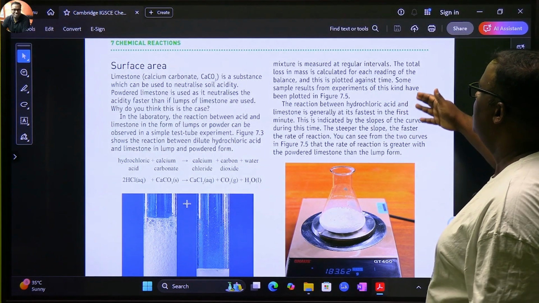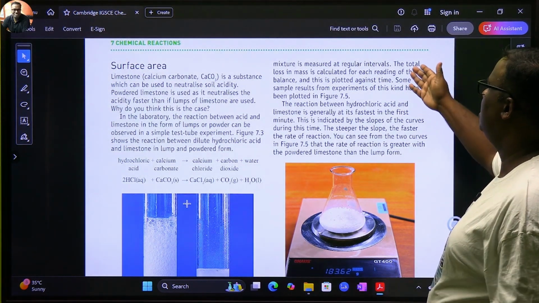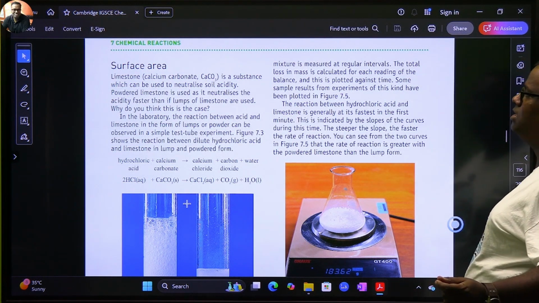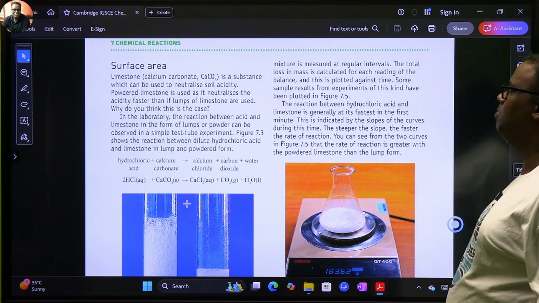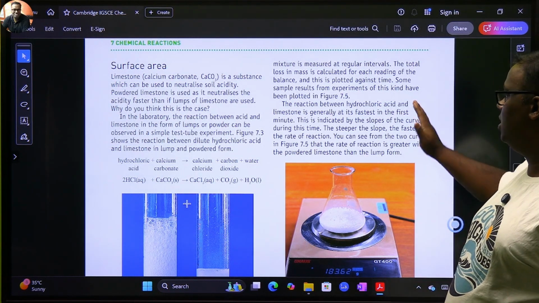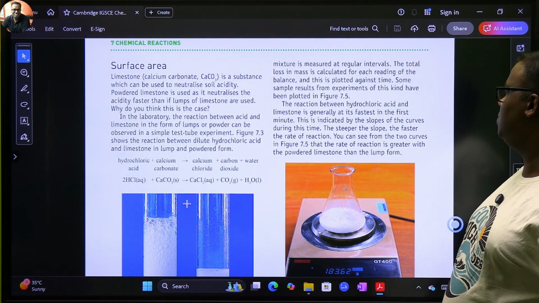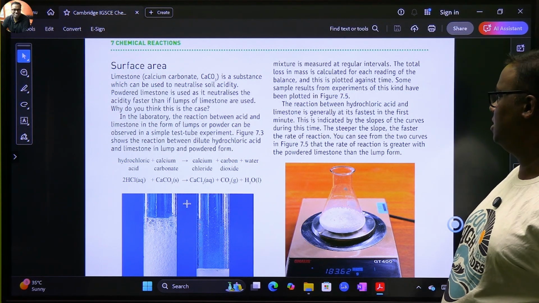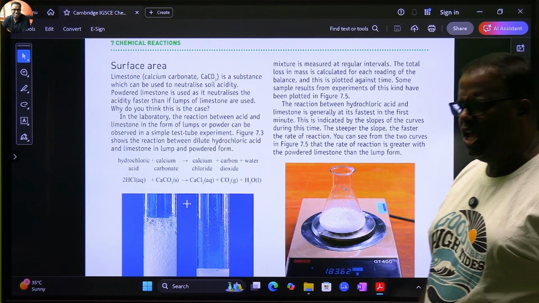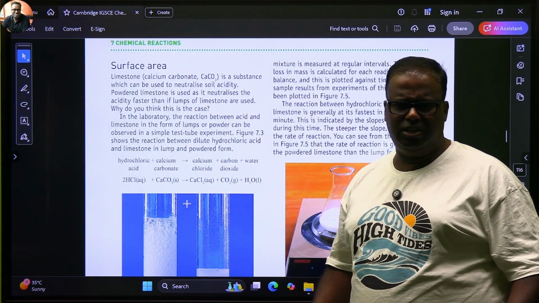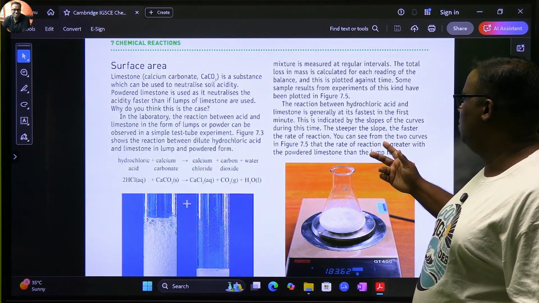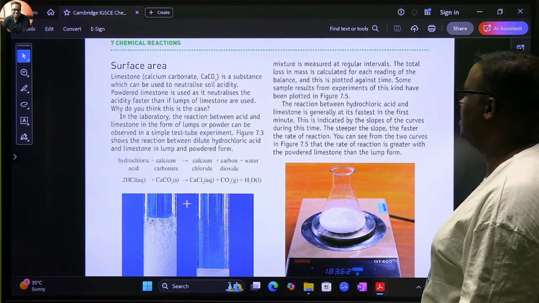Now they say, and you measure this mass at regular intervals, the total loss in mass is calculated for each reading of the balance and plotted against time. Some sample results are shown in a figure. We'll see the figure. Reaction between hydrochloric acid and limestone is at its fastest in the first minute. It's generally fastest in the first minute, because in the first minute, everything is basic, everything is acidic, ready to collide. They're just ready to react. This is indicated by the slope, and the steeper the slope, the faster is the rate of reaction.